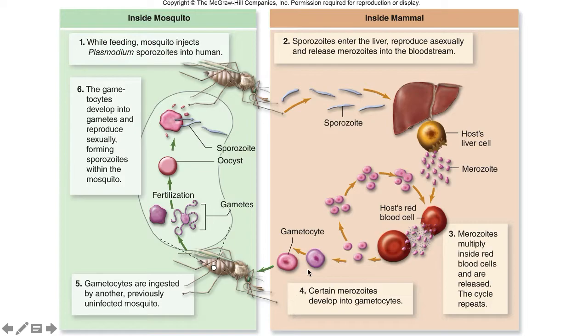Certain merozoites develop into gametocytes, and then they can be ingested by a previously uninfected mosquito and spread again. It hangs out in the mosquito, where the gametes undergo fertilization, forming an oocyst, which gives rise to the sporozoites, and then it just repeats. So in efforts to eradicate malaria, we mostly focus on eliminating the mosquito vector. We have also developed drugs to poison parasites that have entered the body, and we are trying to develop a vaccine.